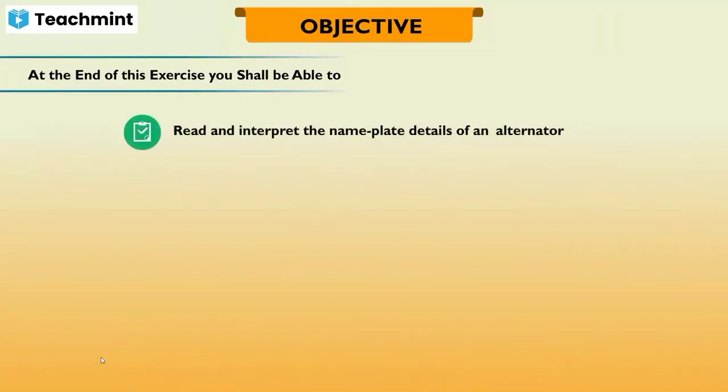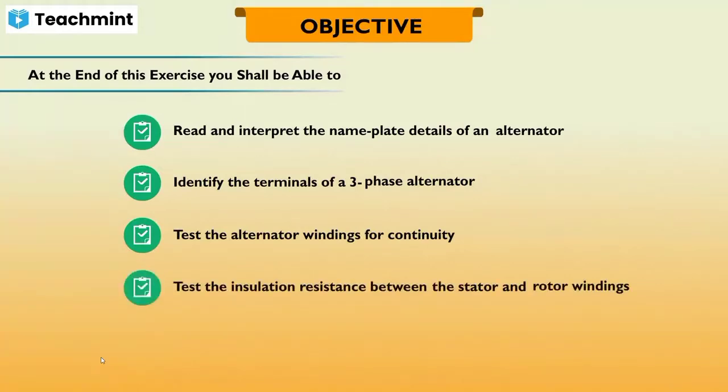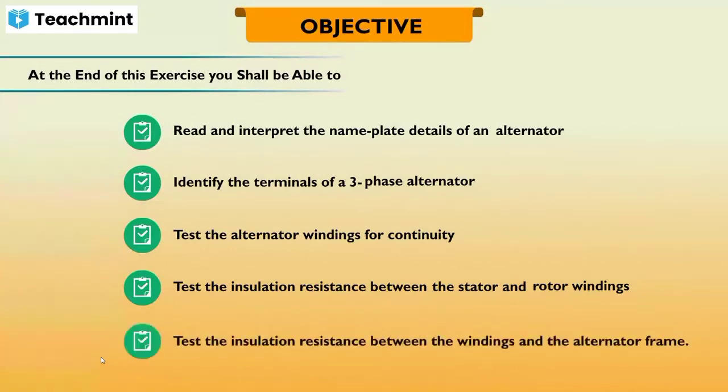You will be able to read and interpret the nameplate details of an alternator, identify the terminals of a three-phase alternator, test the alternator winding for continuity, test the insulation resistance between the stator and rotor windings, and test the insulation resistance between the winding and the alternator frame. So students, these are the objectives.